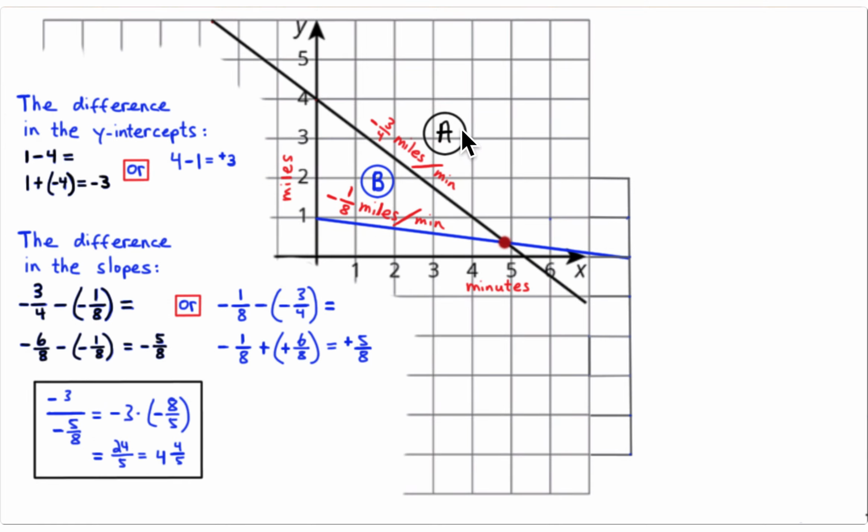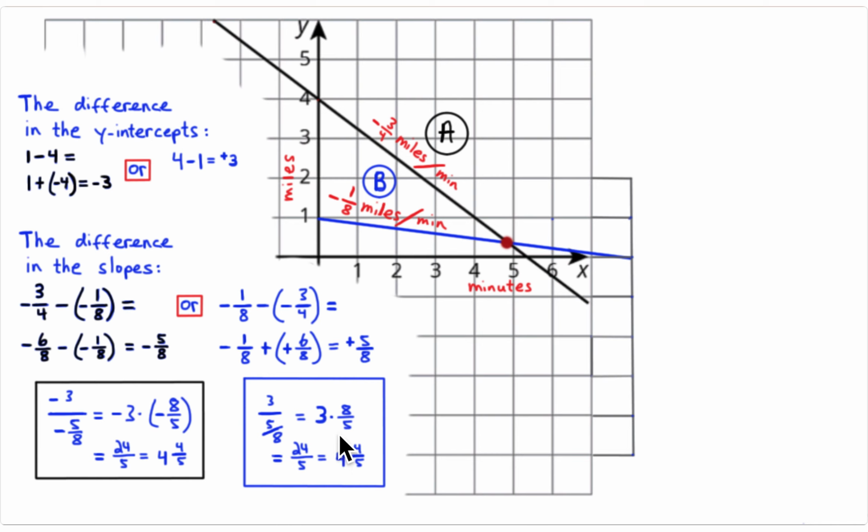So in one case, from the point of view of A, that's a negative 3 divided by negative 5/8, and that equals a positive 4 4/5 minutes. So in 4 minutes and 4/5 of a minute, which is 48 seconds, by the way, 4 minutes and 48 seconds, they will both be the same distance from the restaurant.